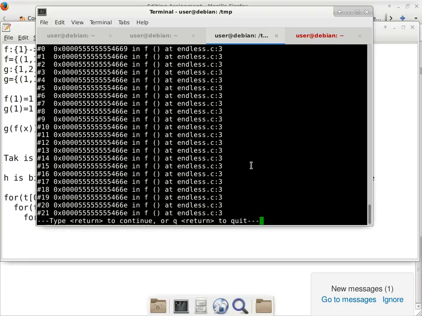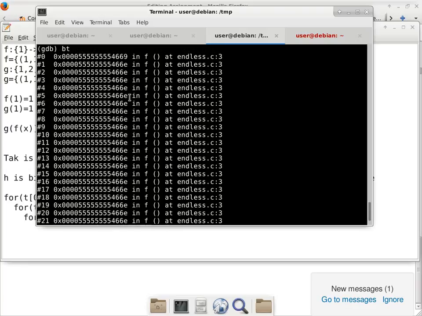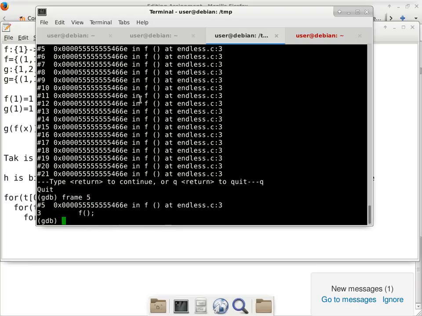Okay. Now with BT, it will also be useful to use another command which is called frame. So when you use frame, you use these numbers. So let's say you want to go back to frame number 5, you just say frame 5. Now when you switch back to frame 5, then when you say print and then the local variable name, it will be printing the value of that local variable in that particular frame, not the last frame. So that gives you a chance of tracking down exactly how you got to the point where you think a problem happened.